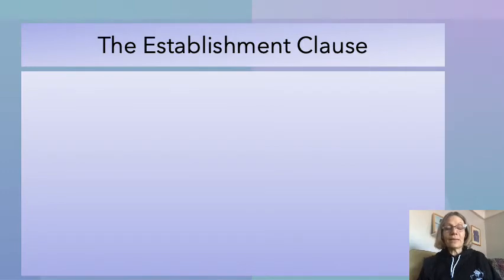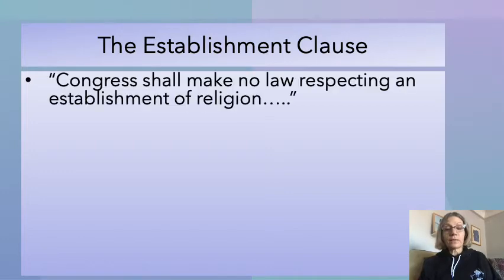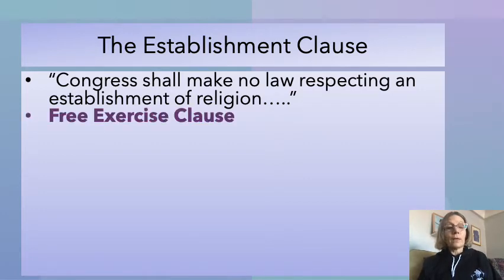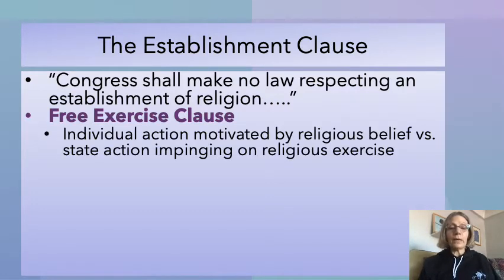As we enter into talking about the Establishment Clause, I want to make some distinctions between the Establishment Clause and the Free Exercise Clause that we just left last week in our studies. So the First Amendment says that Congress shall make no law respecting an establishment of religion. The Free Exercise Clause is a battle between individual action versus state action, okay? The individual is taking an action that is motivated by their religious beliefs, and it's coming up against a state action that impedes or impinges upon that religious exercise.